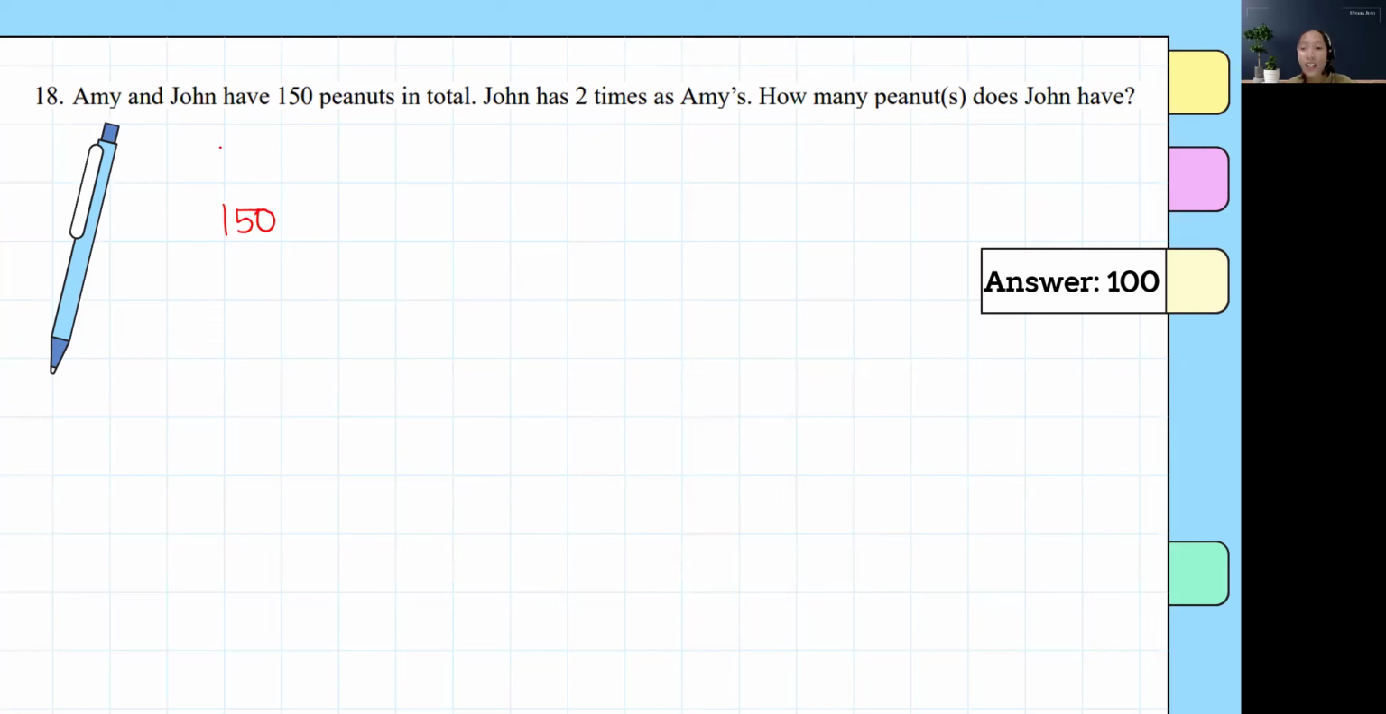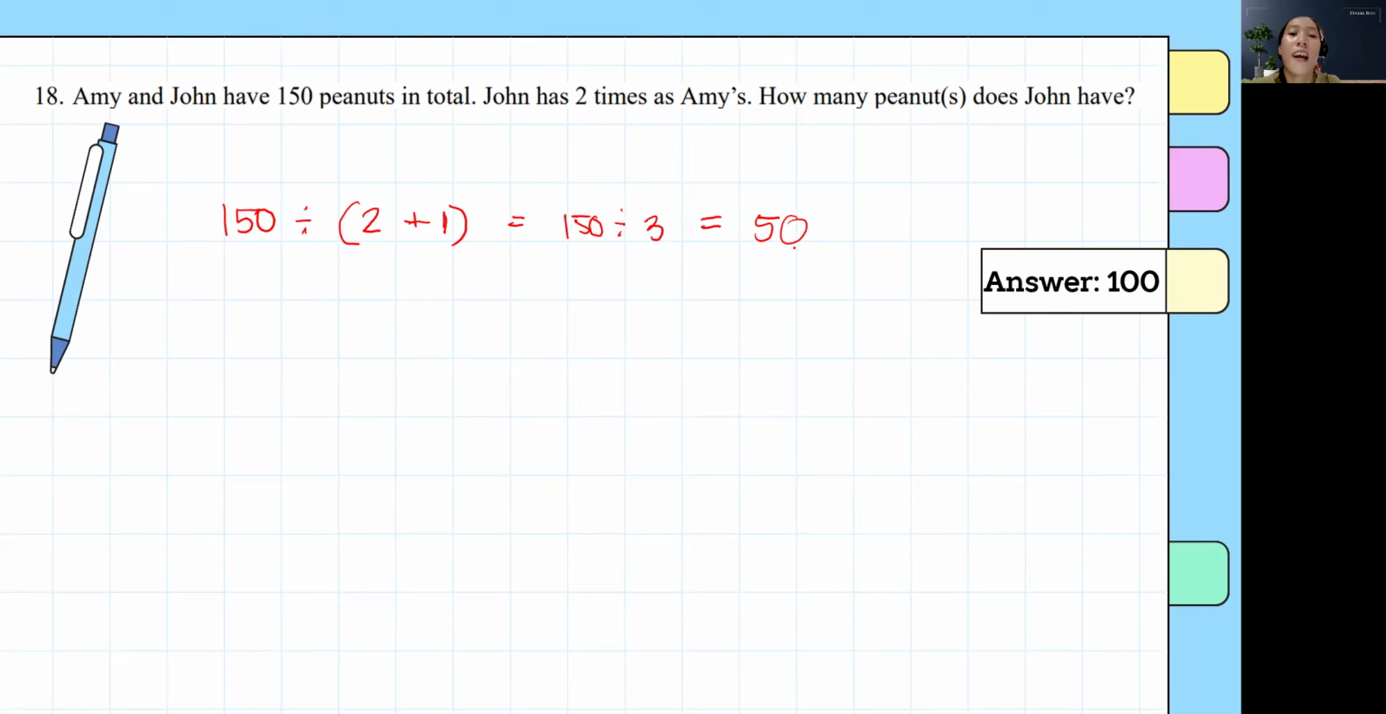So 150 divided by, we need to divide it by, John has 2 times and Amy has 1, one of a certain value that we don't know yet. So we just need to do 150 divided by 3, right? 2 plus 1 is 3. 150 divided by 3. 15 divided by 3 is 5, 0.